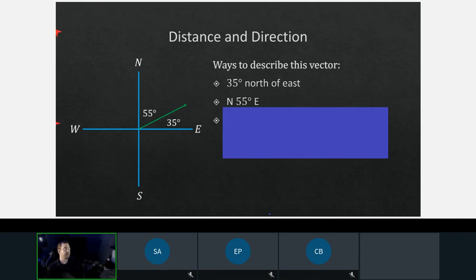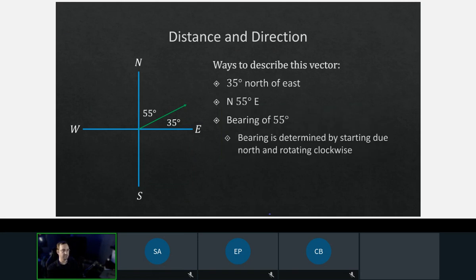And the last way, which I thought was one of the coolest ways because I've seen it in movies before, I didn't actually know this. When you hear in movies, they say, oh, it's a bearing of 55 degrees, and I'm like, what does that mean? I never knew until I made this lesson, and I was like, oh, I learned something. That's so cool. A bearing of 55 degrees.